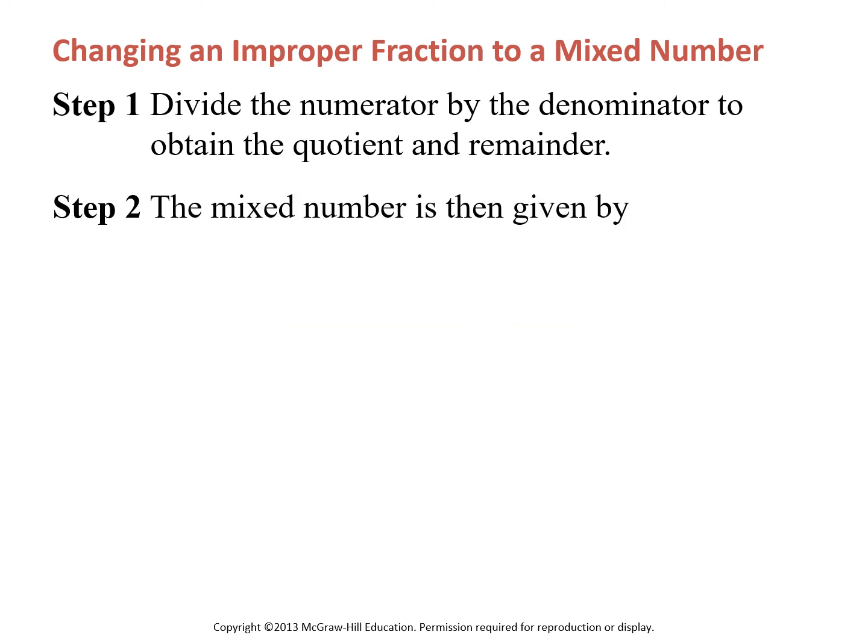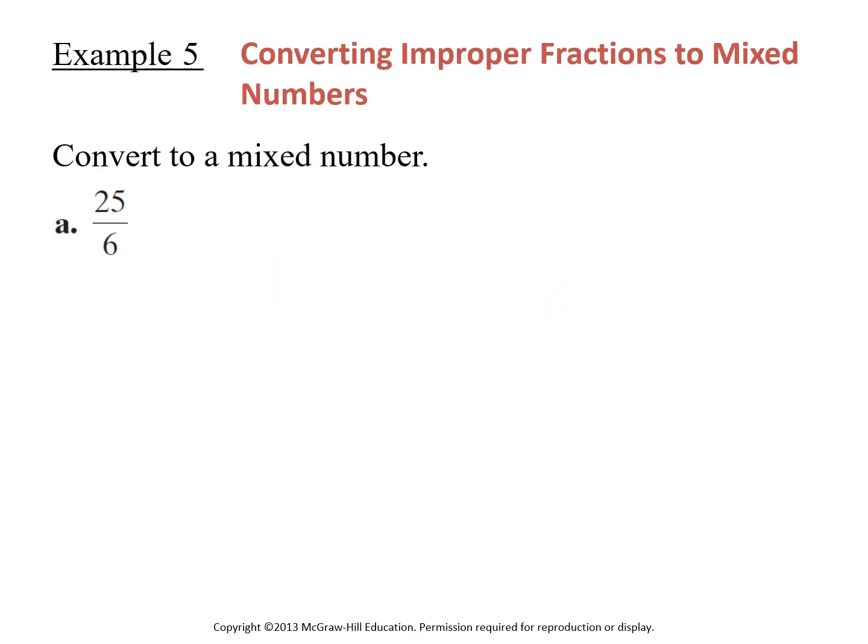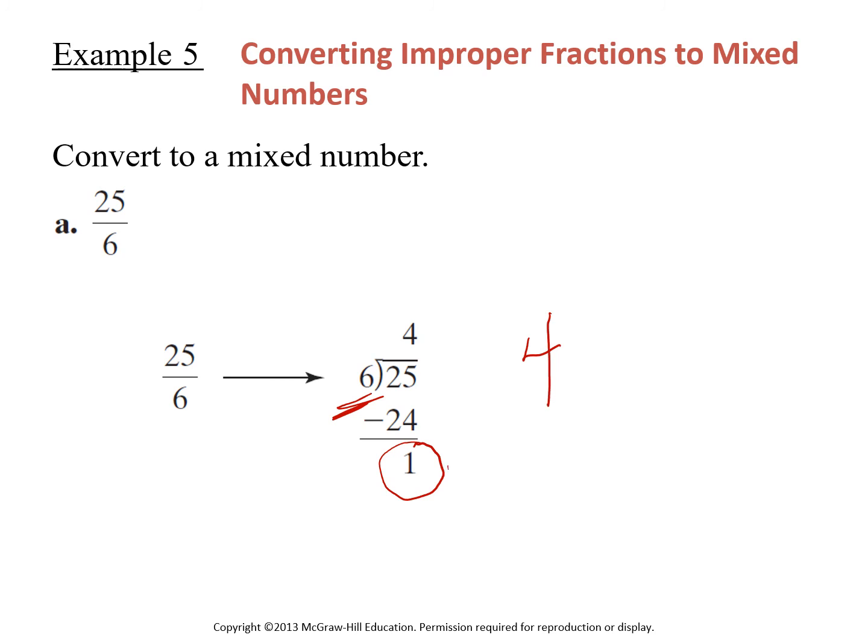Okay, to change an improper fraction to a mixed number, we're going to recognize that a fraction is a quotient of integers, and so we're going to use division. So we're going to divide 25 by 6, so we divide 6 into 25. It goes 4 times, and we have a remainder of 1. Our remainder will go over our divisor. So we have 4, and that remainder is 1 over the divisor, 6. So 25/6 is going to be 4 and 1/6.